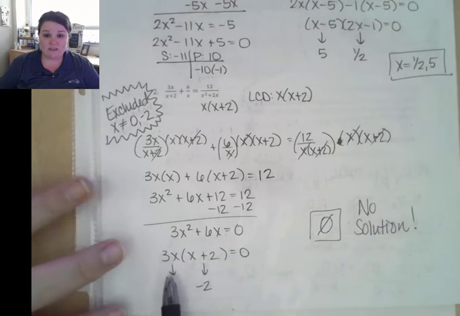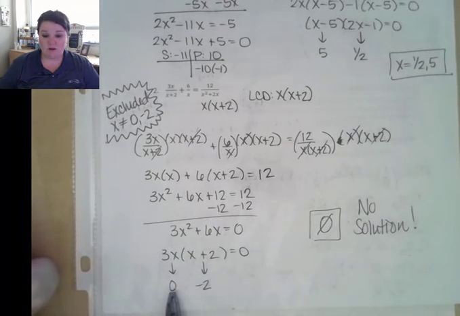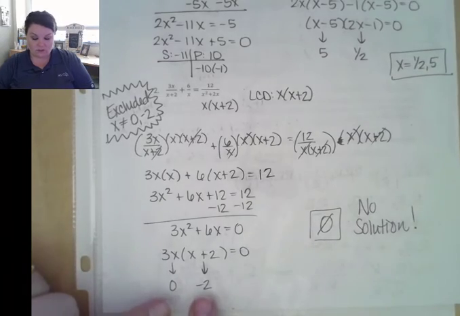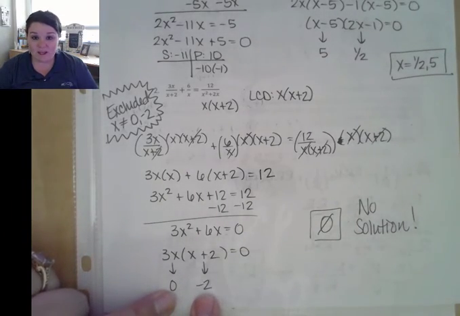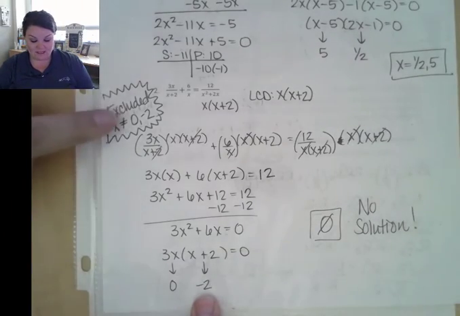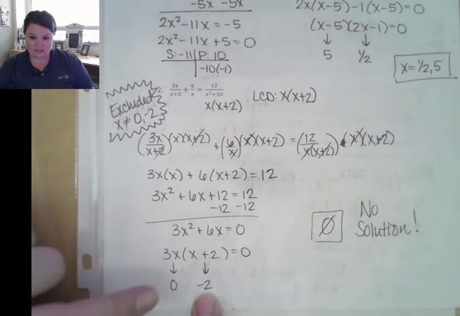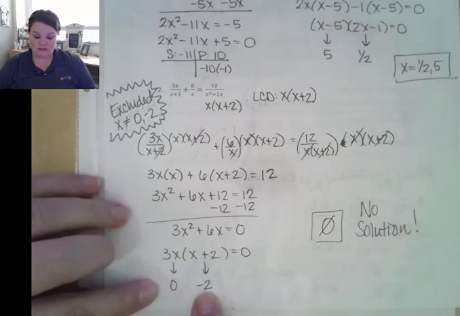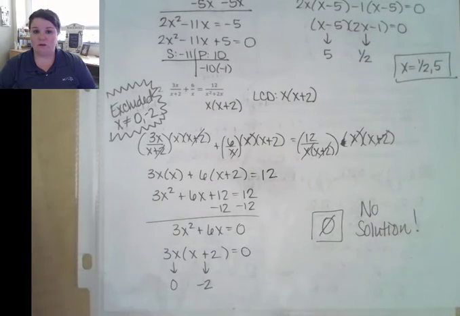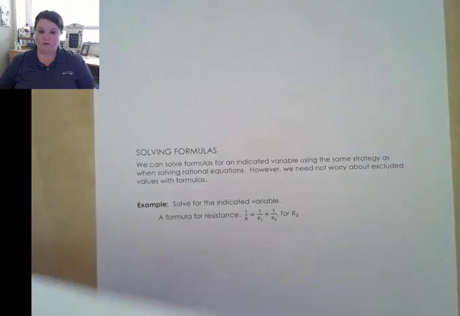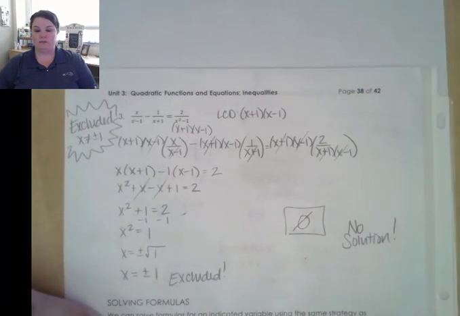When I set 3x equal to 0 and solve, I should get a 0. When I set x plus 2 equal to 0 and solve, I should get a negative 2. And notice the two solutions that I came up with are exactly the things that I cannot have. They're my excluded values. So because neither one of them works, then it's no solution on this one. Okay? All right. Let's look at the third one real quick, and then we'll look at some formulas.